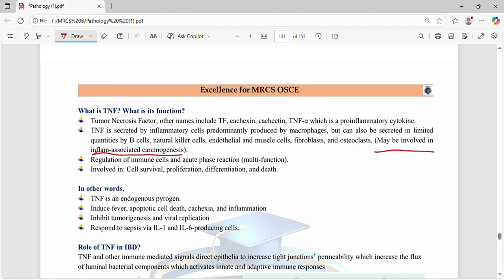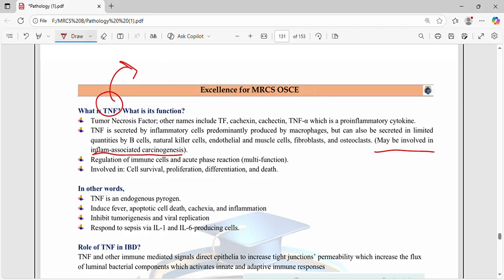On one side, it fights the bacteria and the invading organisms, but on the other side, since it's pro-inflammatory, it causes damage by inflammation as well. TNF is basically produced by macrophages, but can also be secreted by B cells, natural killer cells, endothelial cells, muscle cells, fibroblasts, and osteoclasts, and is pro-inflammatory.